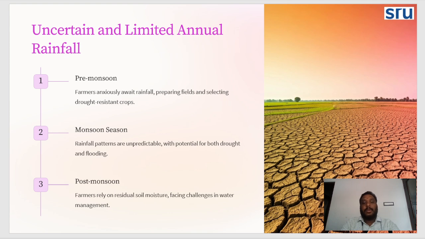Next comes post-monsoon. Farmers rely on residual soil moisture after the completion of the monsoon, because they have to store water in certain places and use it in a very planned manner. They should not over-irrigate, and may have to give less irrigation. That is the biggest challenge faced by the farming community, which we call facing challenges in water management. So this is about the uncertain and limited annual rainfall.